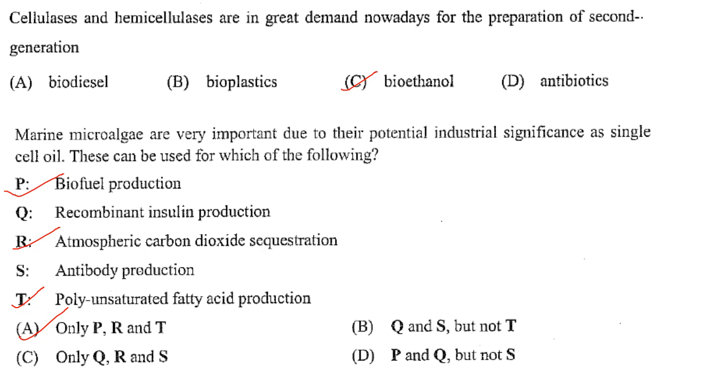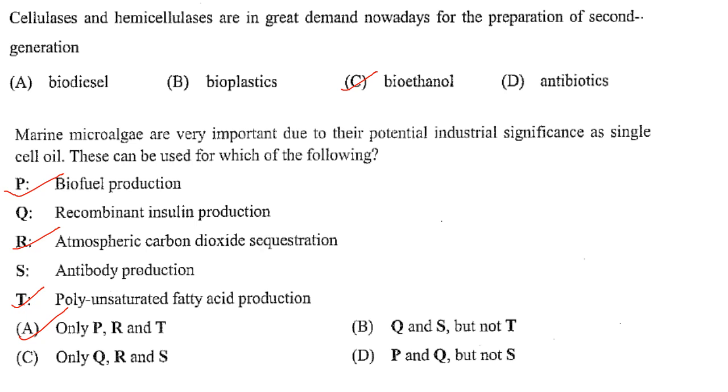Then next one. Cellulases and hemicellulases are in great demand nowadays for the preparation of second generation bioethanol. Because cellulases and hemicellulases, they are enzymes and they break down the plant cell walls releasing sugars that are converted into bioethanol, which are second generation fuels.